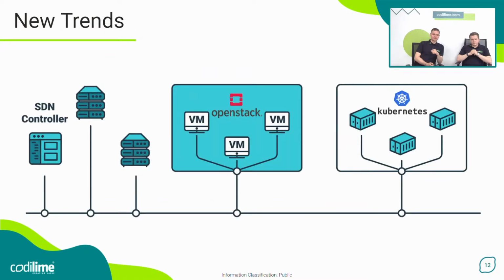But then there are the new trends. Cloud computing is more and more popular. Also, we have Kubernetes, so we have containerized applications, which are not the standard virtual machines or servers. We have Kubernetes that gives IP addresses and provides networking for these containers. So that's the problem, that it does not work as it used to with OpenStack and bare metal servers.